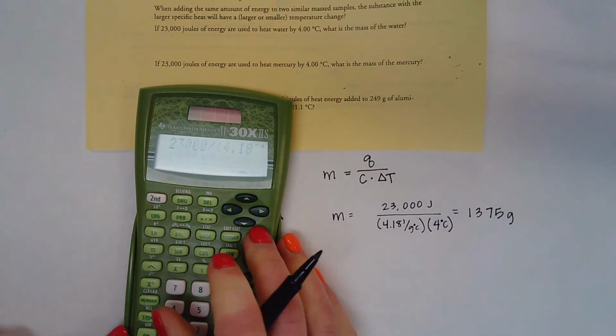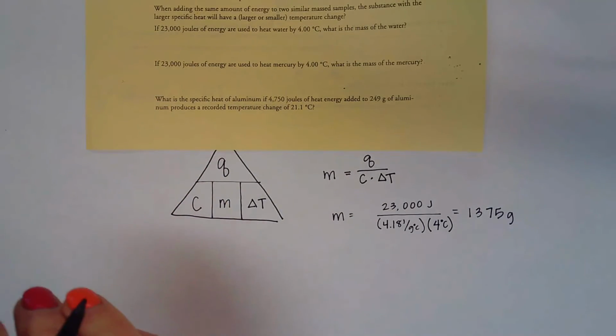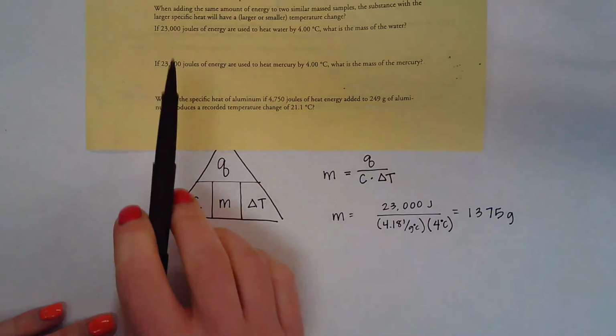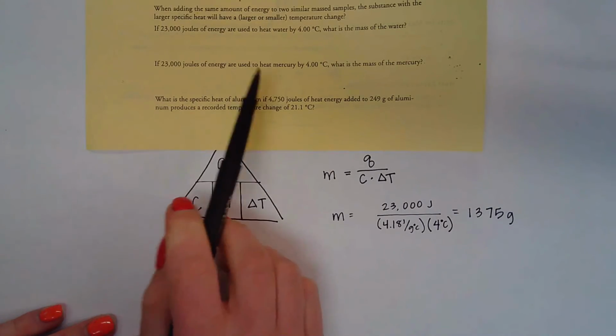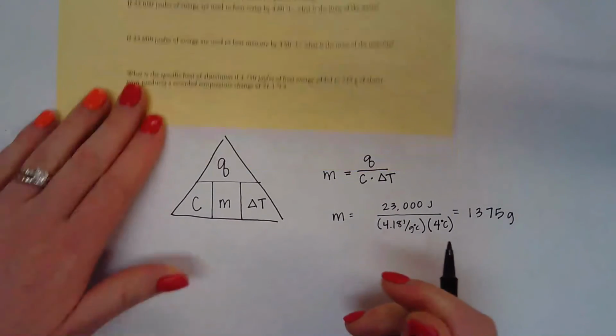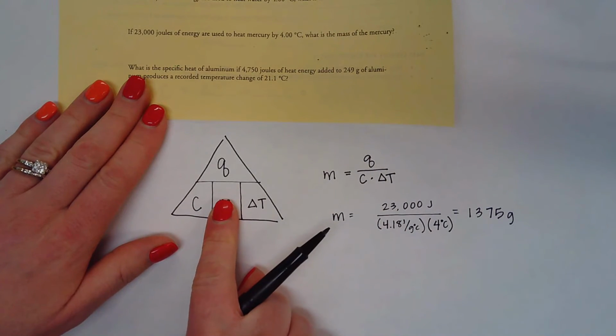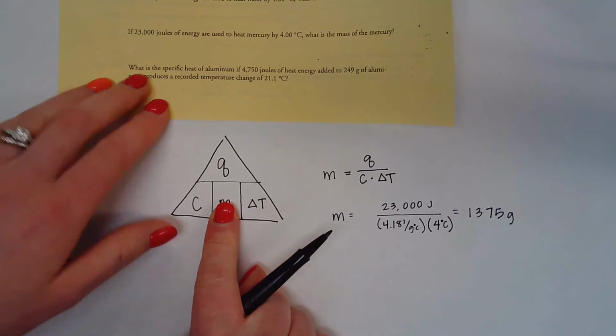All right, let's look at another one really quick. Just below that, we've got 23,000 joules of energy used to heat mercury by 4 degrees Celsius. So we would want to find the mass of that. We're going to do the same calculation we just did. I'm not going to do that one for you because we just did that calculation.